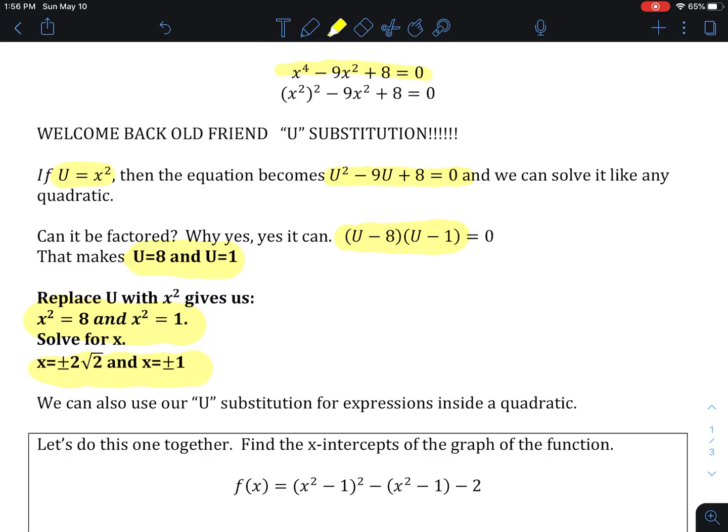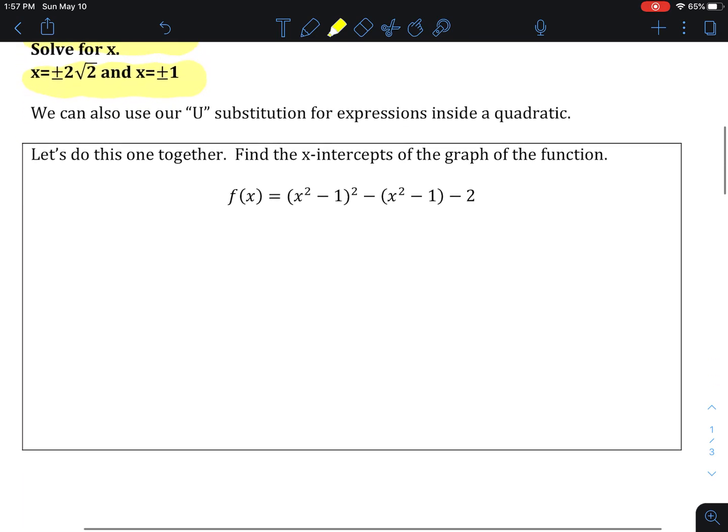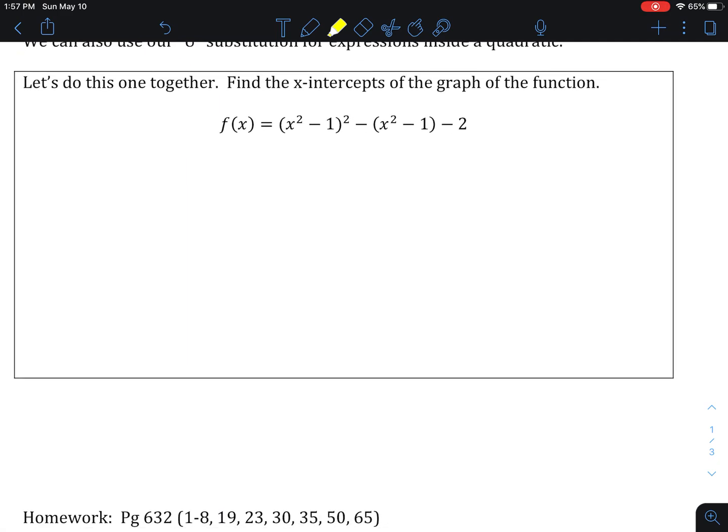So this is how we use a U substitution to turn something that's not quadratic into a quadratic. And then we can go ahead and solve it using the methods that we've learned in the past. We're going to take a look at a few more types of equations that mimic quadratics. We're going to use a U substitution for all of these, but you're going to see that once we turn them into quadratics, it's not that difficult.